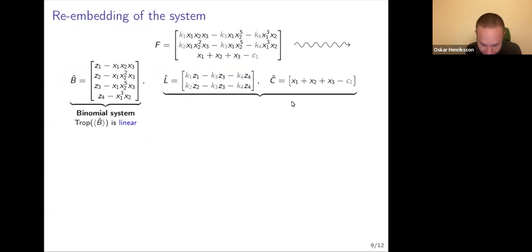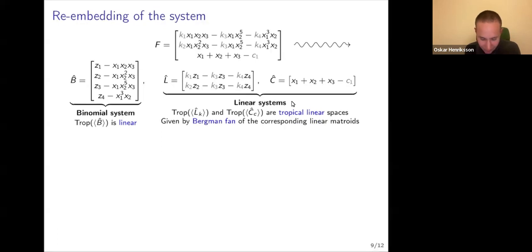We just get something linear. And when we tropicalize these linear things, well, we get something more complicated, but it boils down to a matroid theoretic computation of a Bergman fan. If you don't know what this word means, it's not so bad, but these are just combinatorial things that are quite easy to compute. There are well-known algorithms for how to do this.